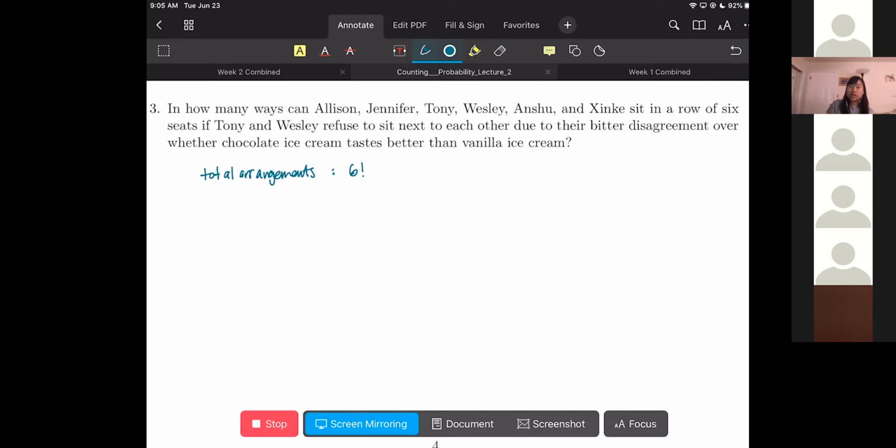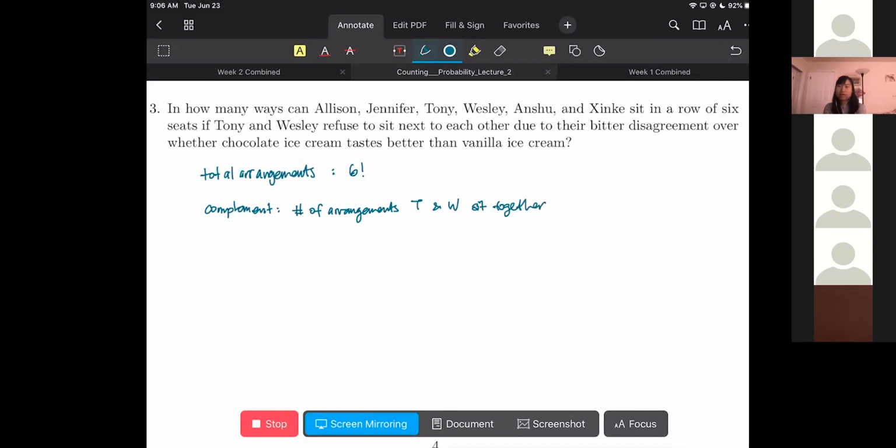Okay, so in this case, we want to do 2 different cases again. So we see the total number of arrangements is just 6 factorial because there's 6 people. And then here, what's the complement that we might want to be counting? How Wesley and Tony can sit together in every different way. Cool. So we want to count the number of arrangements where Tony and Wesley sit together.